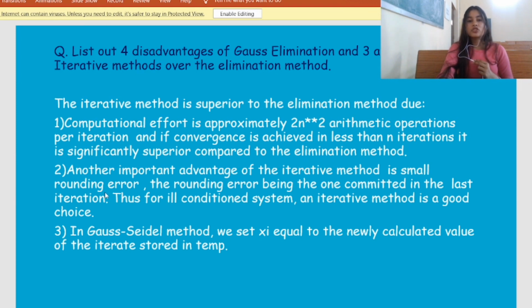The second advantage over Gauss elimination method is another important one. The iterative method has small rounding error, the rounding error being the one committed in the last iteration. Thus, for ill-conditioned system, an iterative method is a good choice. The third advantage is, in Gauss-Seidel method, we set xi equal to the newly calculated value of the iterate stored in temp.